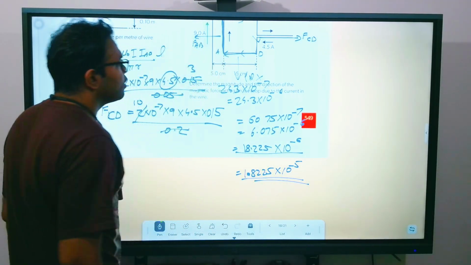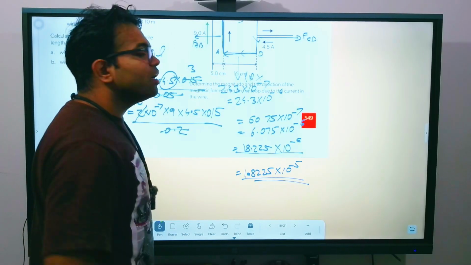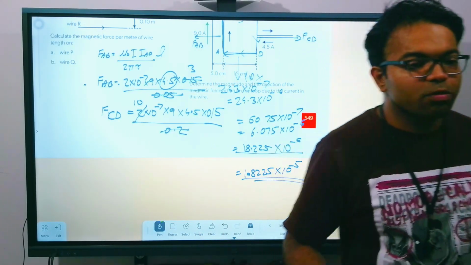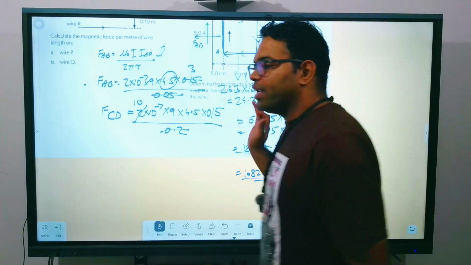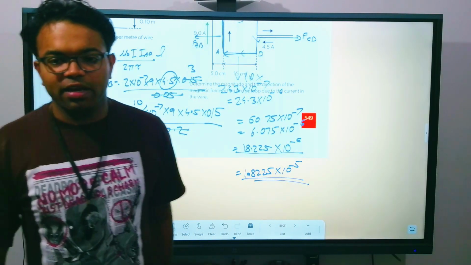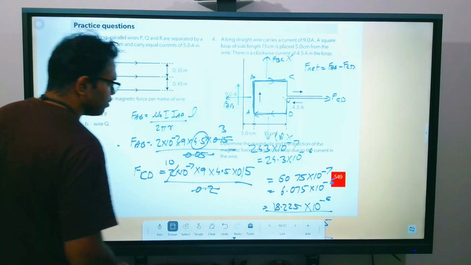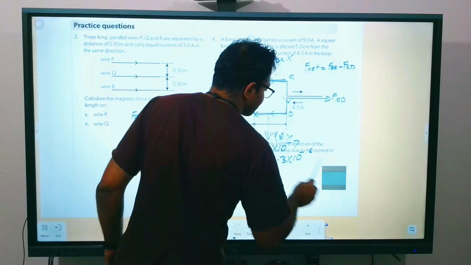Okay, that is fine. So this is how you find the answer. So the overall magnitude is how much? This value. The overall direction is what? It is towards the wire. It is getting attracted towards the wire. Understood? Is there any doubt in this question? Okay, fine. Let's move on.